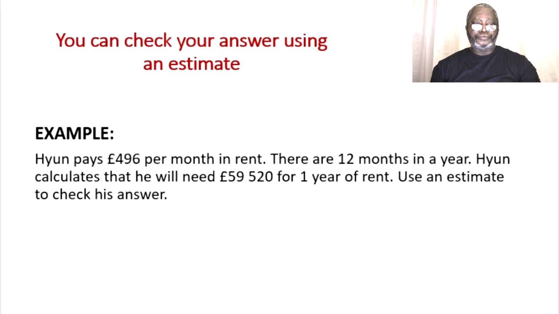Another example. Hyun pays £496 per month in rent. There are 12 months in a year. Hyun calculates that he will need £59,520 for 1 year of rent. Use an estimate to check his answer.